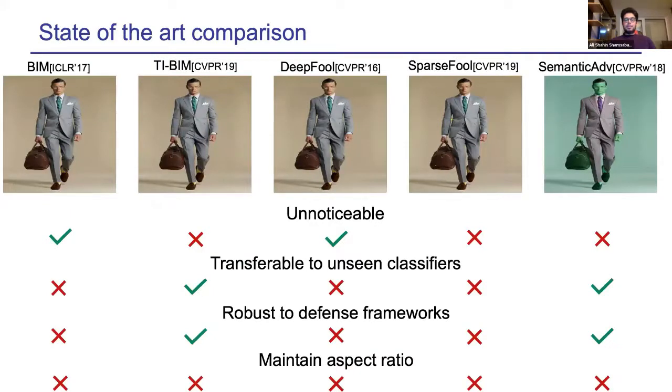If we look at the adversarial images in the literature, non-bounded perturbations such as BIM, TIBIM, DeepFool, or SparseFool generate unnoticeable adversarial images. However, they are not transferable and they are not robust. Instead, semantic adversarial attacks recently introduced a large range of perturbation, in the last column, based on the image properties, here its color, to improve the robustness and the transferability. But as you can see, the images look unnatural to human eyes.